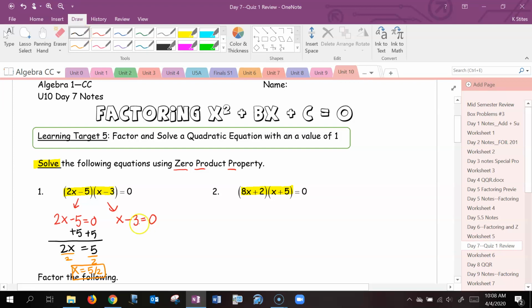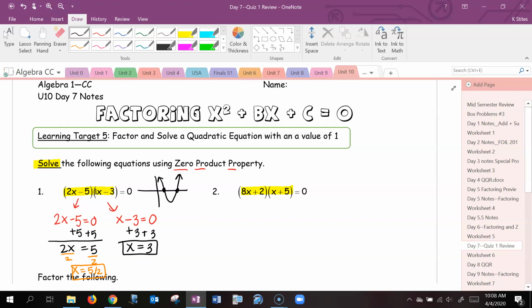All right, and then this guy, because this is just a 1 in front, this is when we can just use our opposites. And you'll see that your answer is just x equals 3. All right, and the key idea here is that these numbers are representing your zeros or your x-intercepts. Okay, so one would be at (5, 0) and one would be at (3, 0). Okay? All right, let's give number 2 a try.